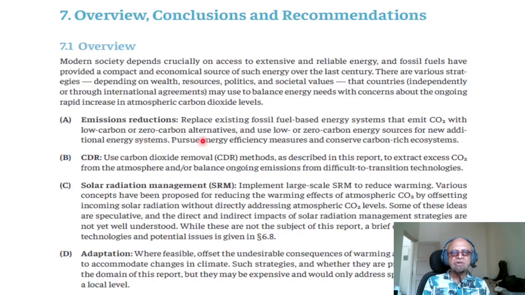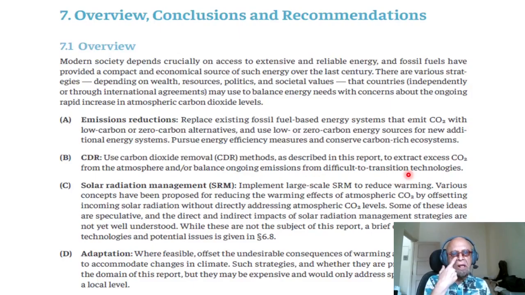So emissions reductions are of course needed. CDR methods, as described in this report, to extract excess CO2 from the atmosphere and/or balance ongoing emissions from difficult-to-transition technologies are critical.